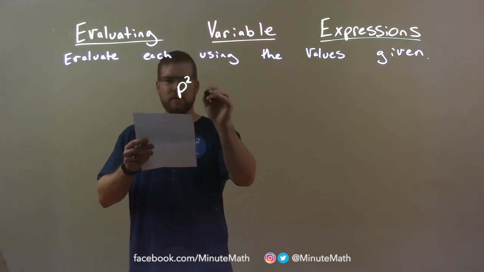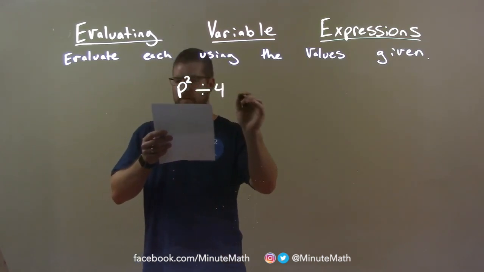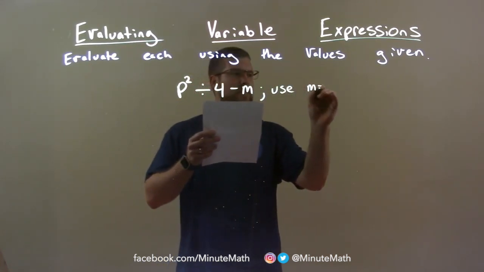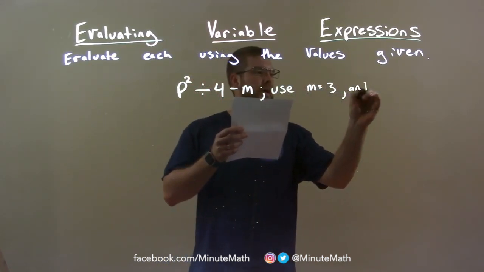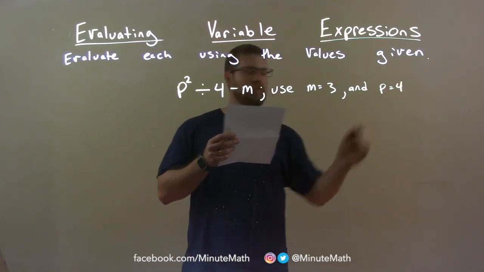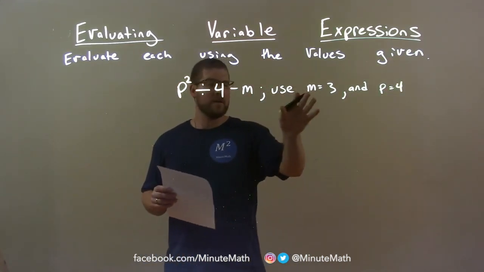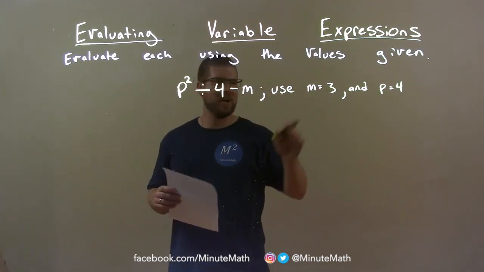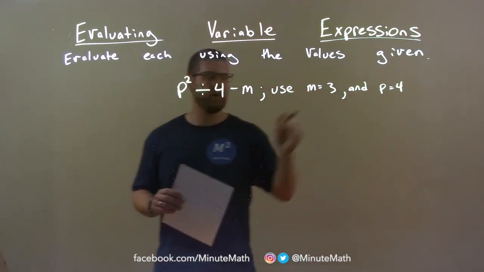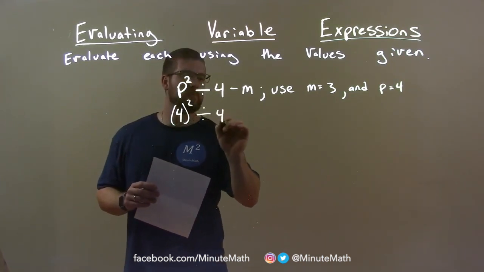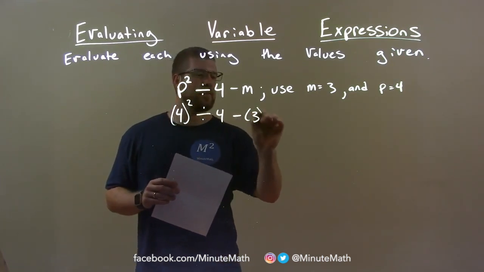P squared divided by 4 minus m. And we're going to use m to be 3 and p to equal 4. Okay, first step, plug in our variables: m for 3, and p is 4. So 4 squared divided by 4 minus m, 3.